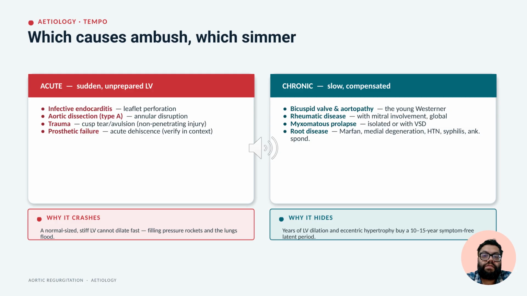A stiff, normal-sized chamber meets a sudden flood, filling pressure rockets, and the lungs drown. The chronic simmerers are the ones that grant a long latent period: bicuspid disease in the young Westerner, rheumatic disease worldwide, myxomatous prolapse, and the whole family of root diseases from Marfan to hypertension. Here, the ventricle has years to remodel, so the patient banks a decade or more of feeling well. Clinically, the lesson is that the cause tells you the clock speed, and the clock speed tells you whether you have minutes or years.